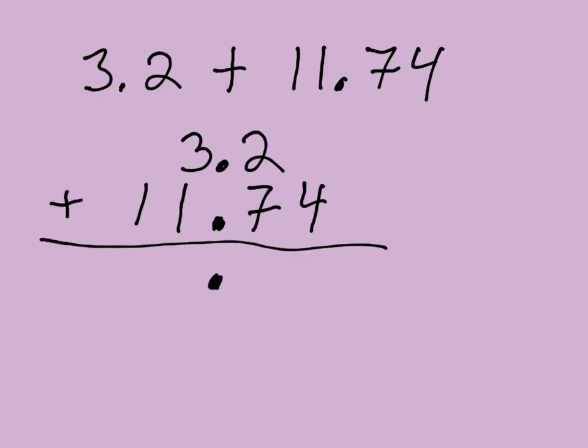Bring our decimal point down first. Nothing plus 4 is 4. 2 plus 7 is 9. 3 plus 1 is 4. And 1 plus nothing is 1. So our answer is 14.94. So let's take a look at another one.